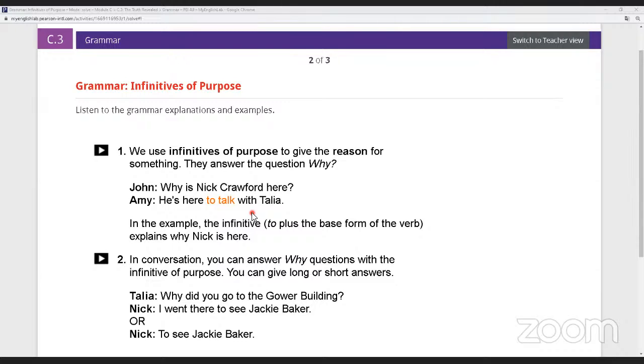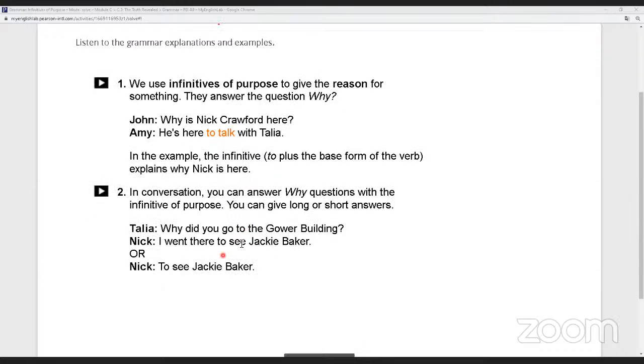So in this case, Amy is explaining something, right? She is giving the answer to why is Nick Crawford here. So Amy is explaining, or maybe giving the reason for something. He is here to talk with Talia. So we're gonna learn how we can use it in conversation.